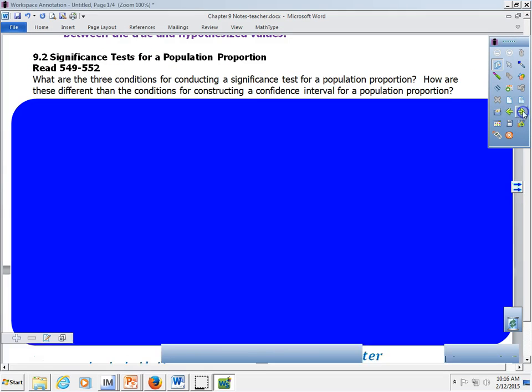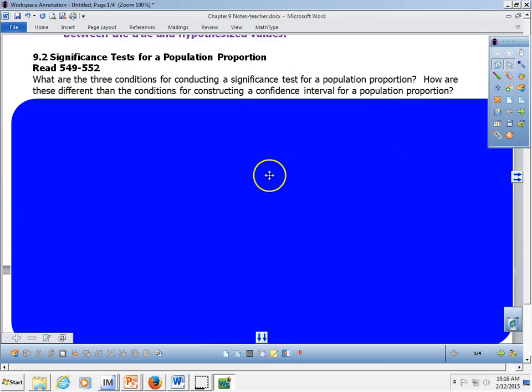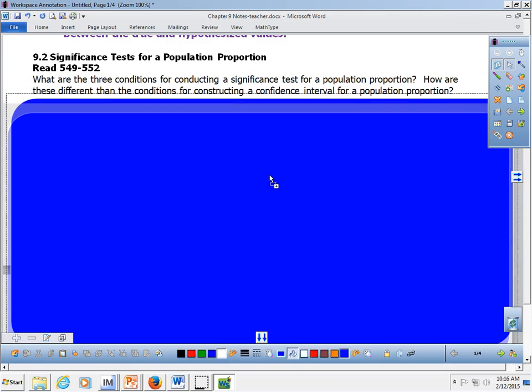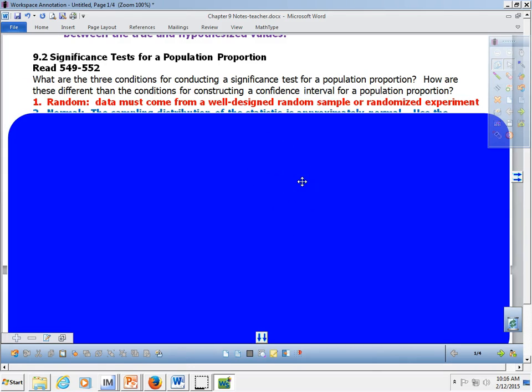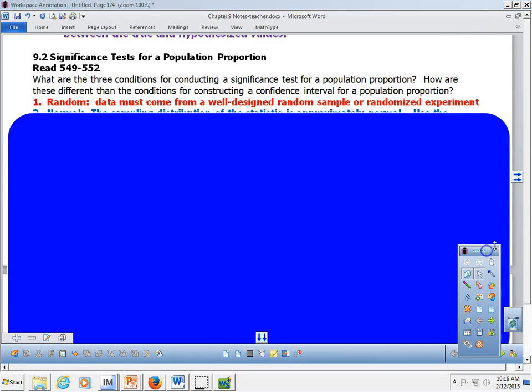So what are those conditions for our inference procedures? And could they possibly be different? Well, it comes from the same place, right? Random. Our data must come from a well-designed random sample or random experiment. Right, one, it allows us to make inferences. If we're randomly sampling, then we can project our conclusions onto the population. And if we're randomly assigning treatments, then we can make inferences about cause and effect. So we do need to make sure that our data is coming from a random sample or randomized experiment.